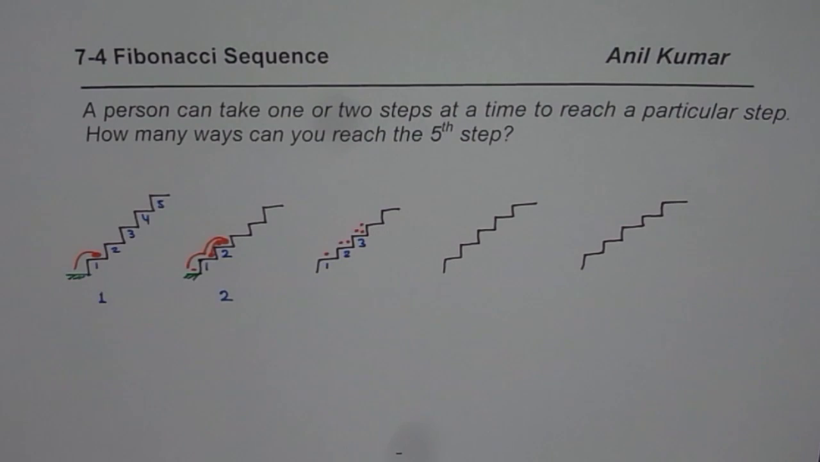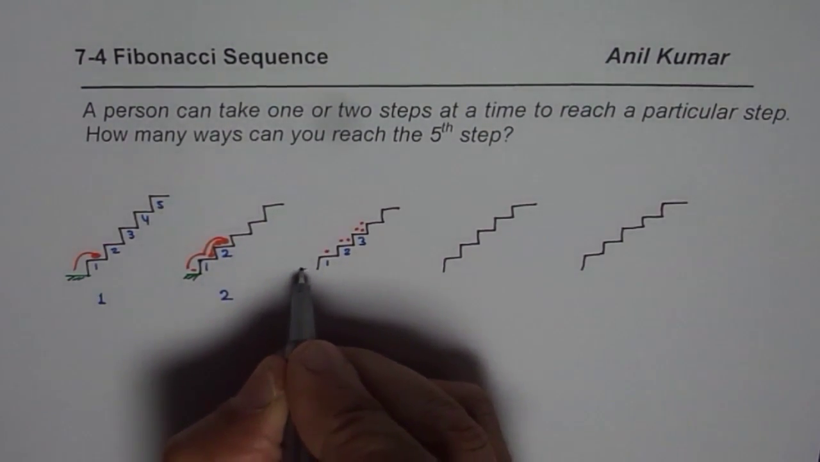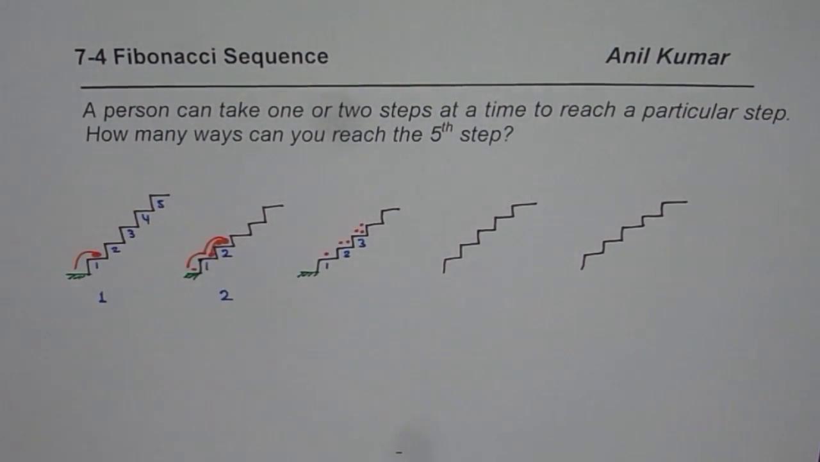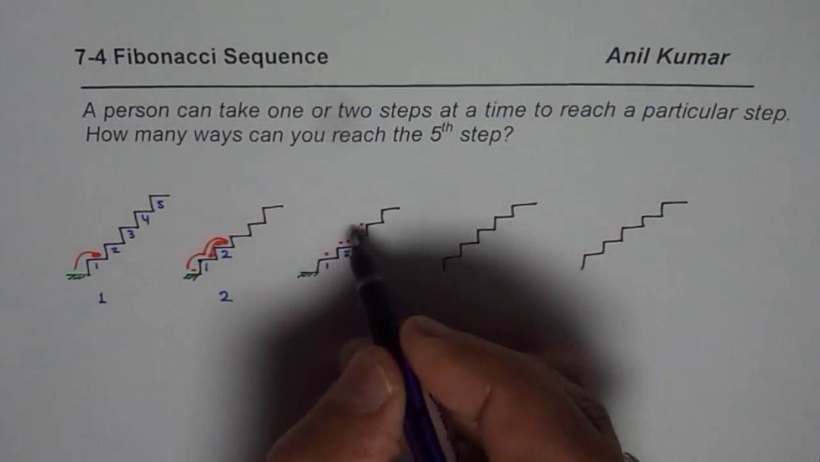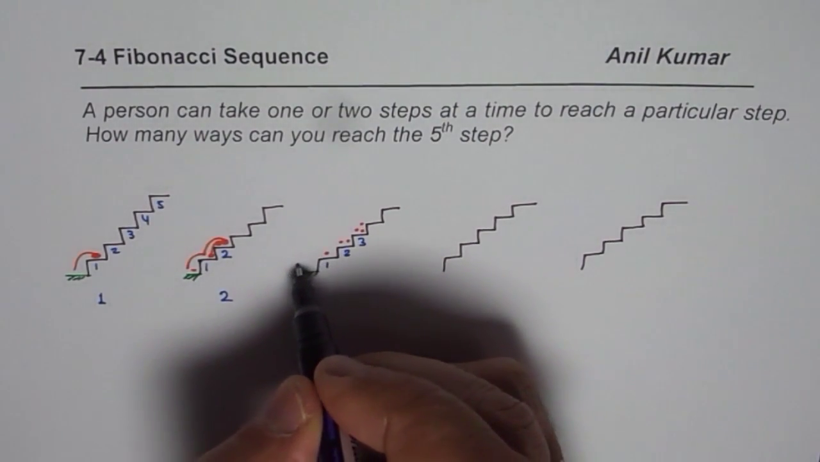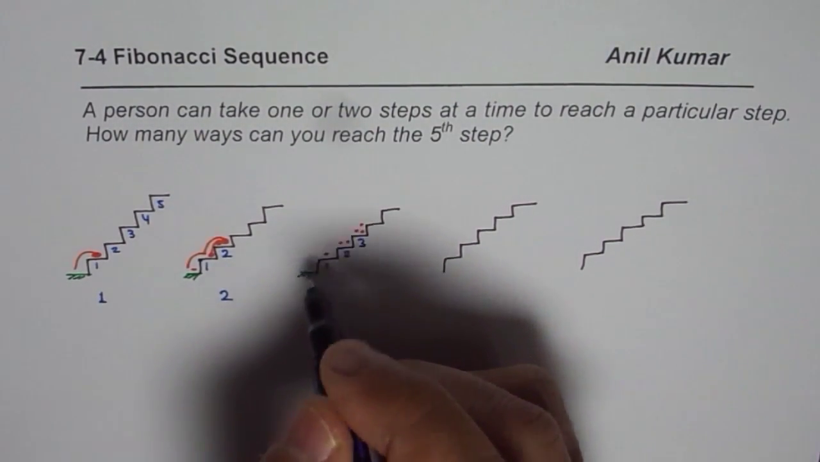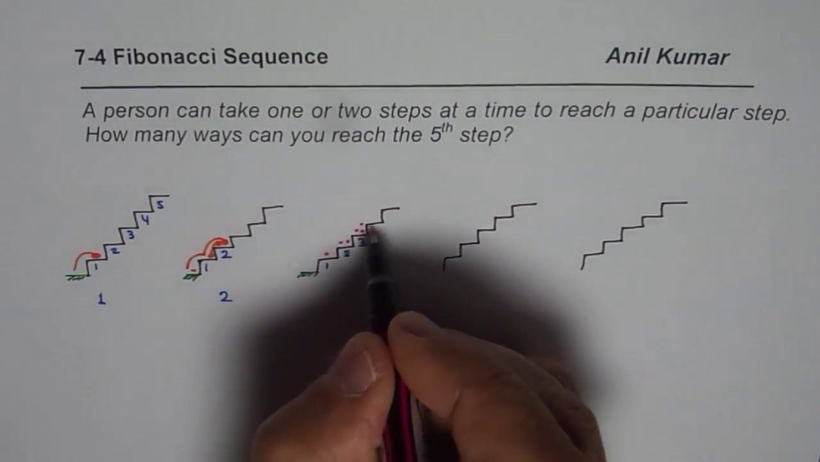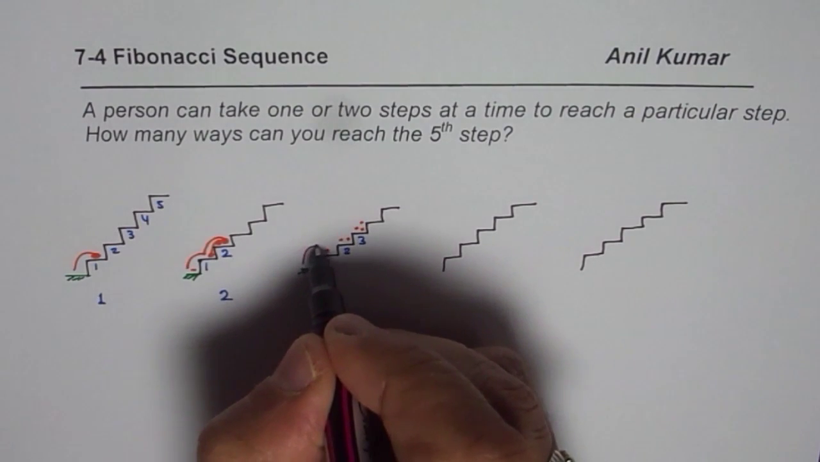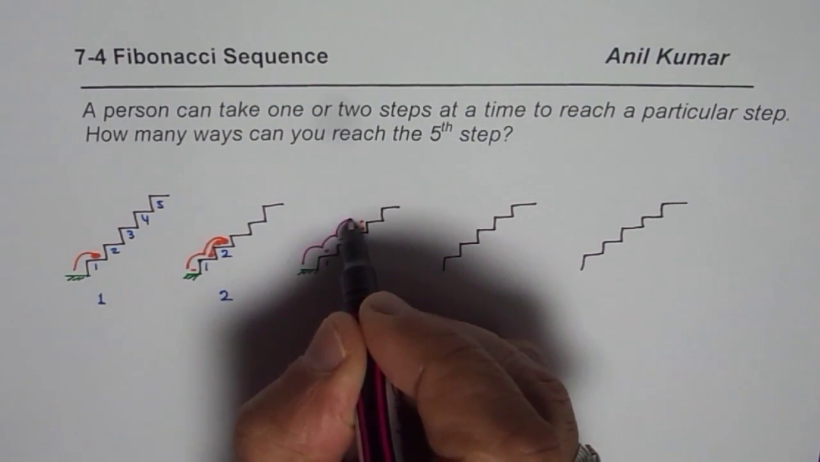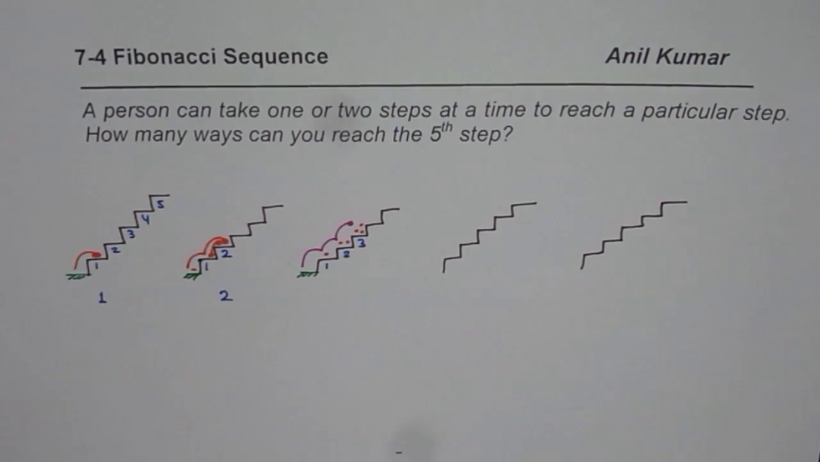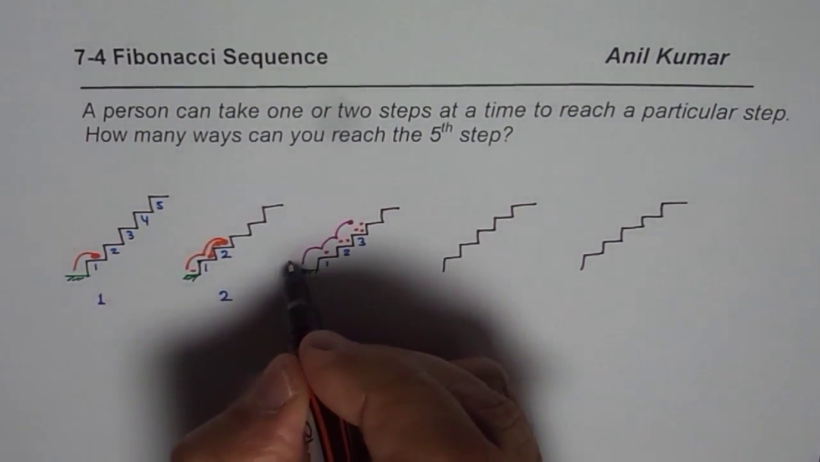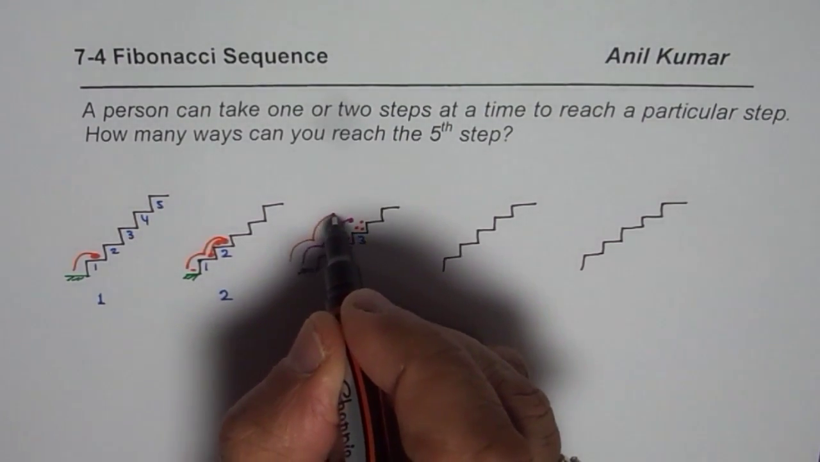Now let me show you this in a different way. That is to say that you are starting from the ground, right? One way to reach step number 3 is you just take one step at a time, right? So if I take 1 step at a time, that is one way of reaching 3. Is it okay? The other way of reaching 3 will be that I first take 1 step and then I take 2 steps. I can reach 3.